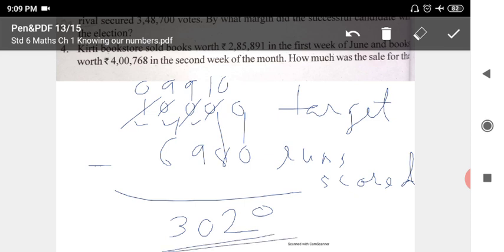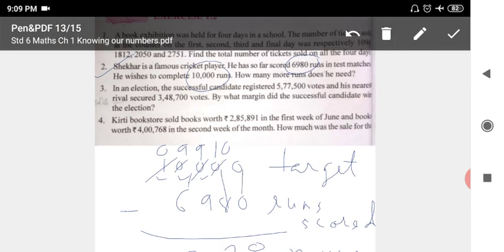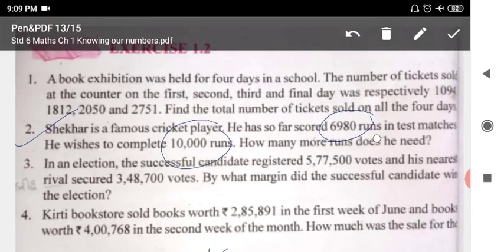So it means 3,020 more runs are required to achieve his target. How many runs? 3,020 runs are required more to achieve his target. Okay, I hope you understood this question also. So this is about subtraction.